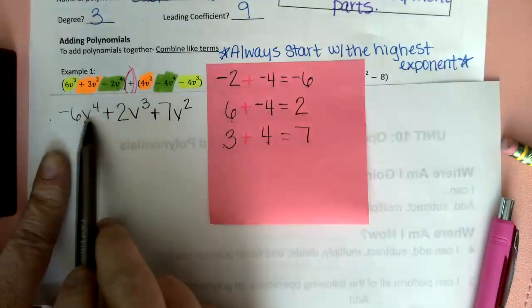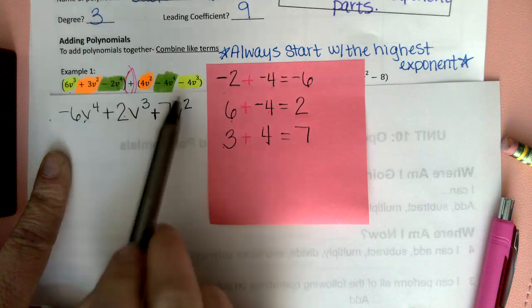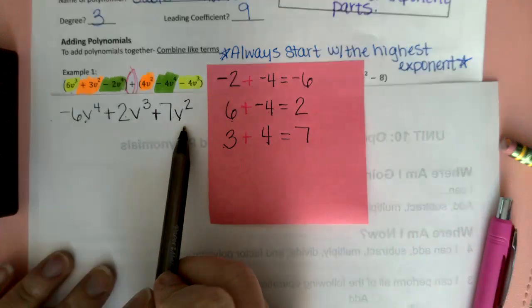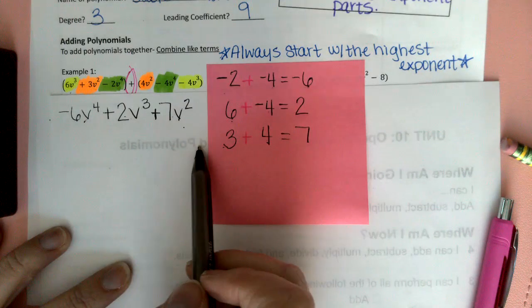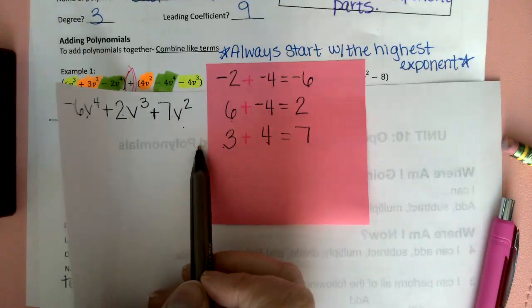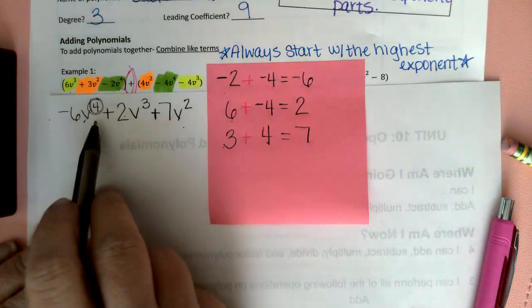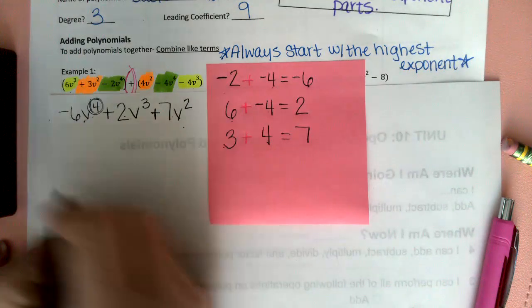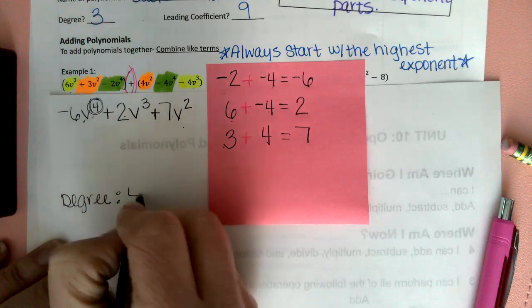Now I do not have any more like terms because I've already combined them. That's how I know that's my answer. So now looking at it, I can identify the degree. On this one, the degree is your highest exponent, and my highest exponent is right here. It's a 4. So down here on this blank, it was degree, and you're going to say 4.